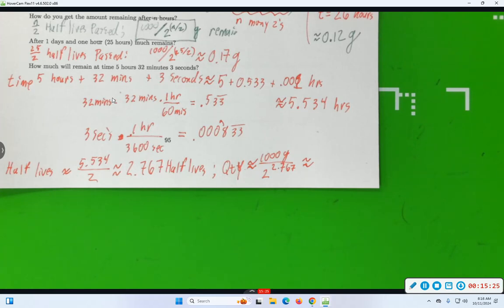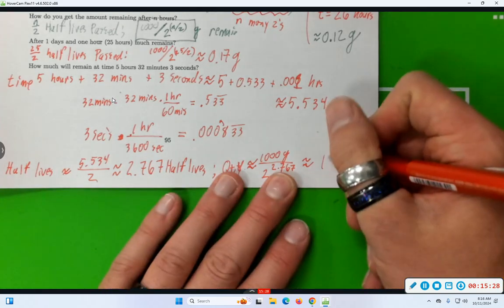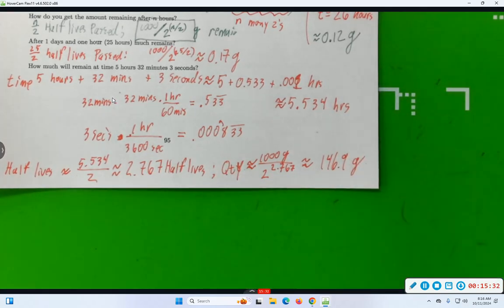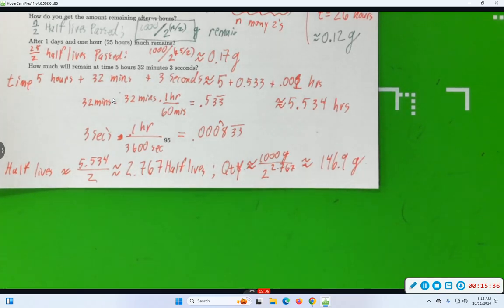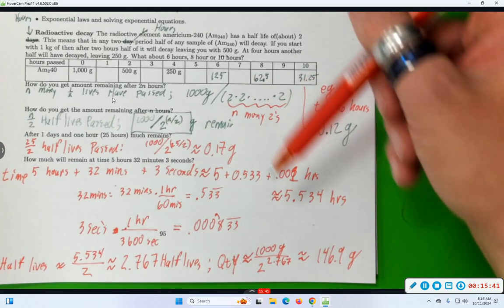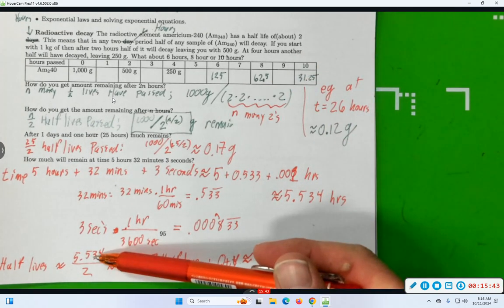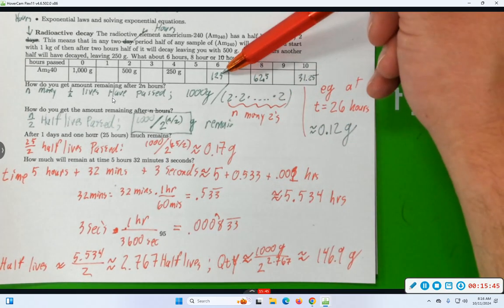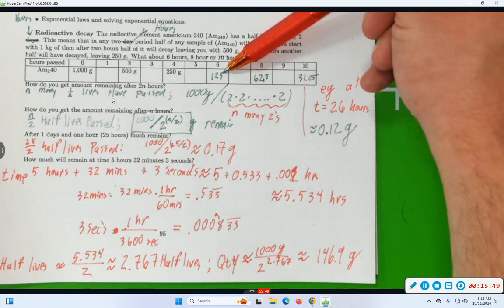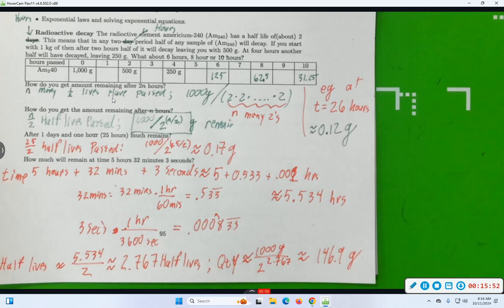From 146.9. Cool. That seems reasonable enough? And I think it even matches up with the table pretty okay. 5.5 hours is just a little bit less than 6. So you won't have quite gone through 6 half-lives, so you haven't gotten quite down to 125. Yeah, 147 grams seems sensible. How's that procedure feel?